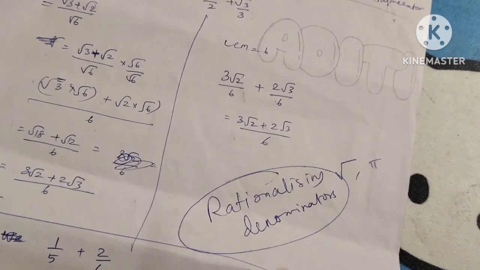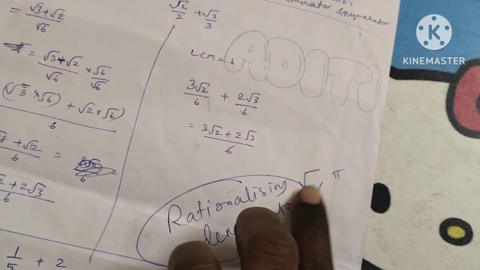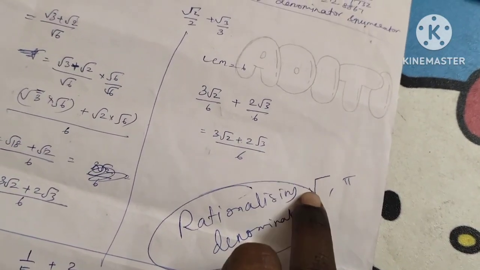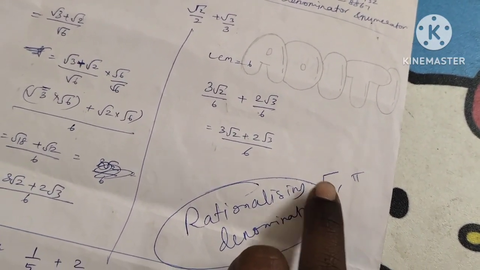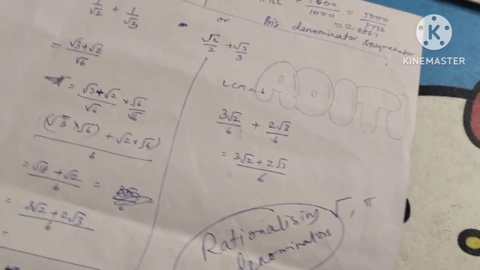There is a topic called rationalizing the denominator. Irrational numbers are square roots and pi, and especially when the square roots appear in the denominator, you have to convert them. Square roots are considered irrational. This irrational number should be rationalized. So, rationalizing the denominator, what is the need?